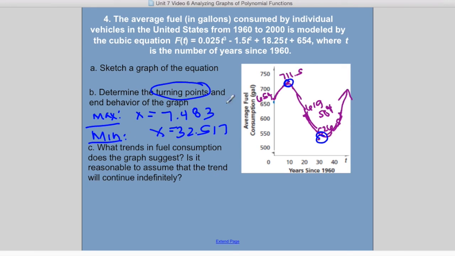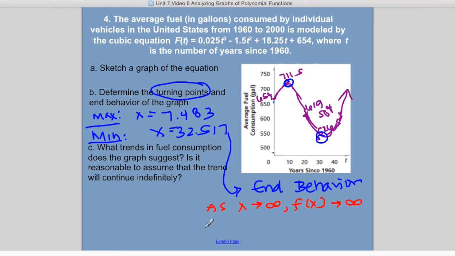Now let's determine the end behavior. Okay, now I'm going to write it the opposite way as I did before. So now I'm going to say as x goes to infinity, f of x. So as I go to the right, what's happening to my y values? They are going up. So they're going to infinity. And as x goes to negative infinity, if we look to the left, if the trend were to keep going, this would keep going down. So I'm going to negative infinity. So there's my end behavior.